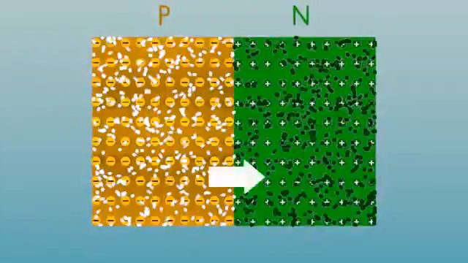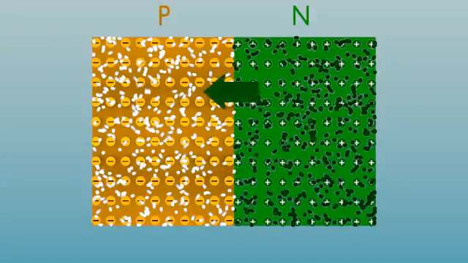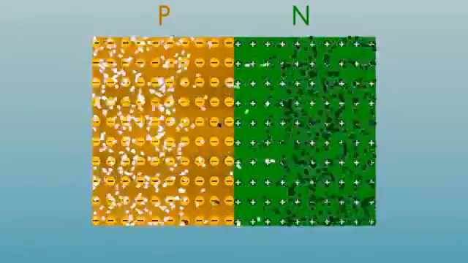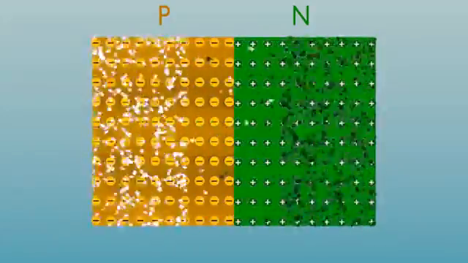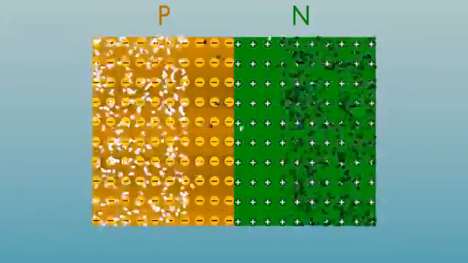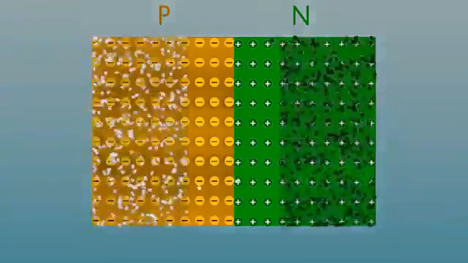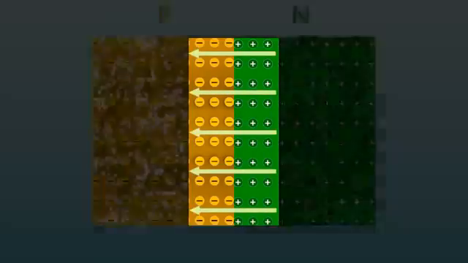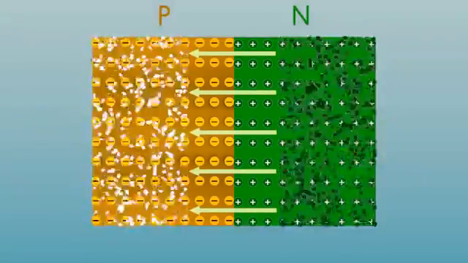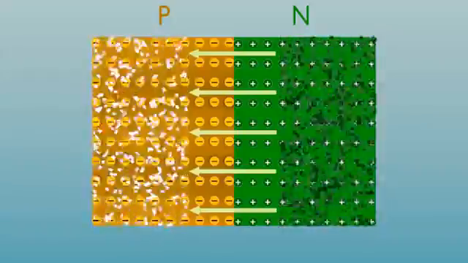Therefore, holes from the p region will diffuse into the n region. Similarly, electrons from the n region will diffuse into the p region. The diffusion of electrons and holes creates a region depleted of free charge particles, leaving behind the ionized impurities from which these charged particles come. Thus, a region of positive ionized impurities and a region of negative ionized impurities appear in the p-n junction.